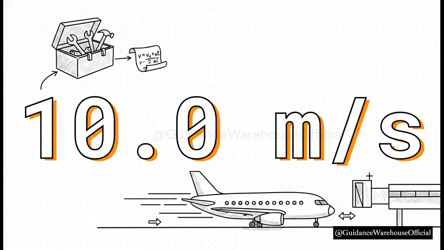Since we need the final velocity, we reach right into our toolbox and grab that very first tool, v equals v0 plus at. We plug in 70 plus negative 1.50 times 40, and boom, we get a final velocity of 10.0 meters per second. This brilliantly illustrates how the math perfectly reflects reality. The plane slowed down significantly, but hey, since the number is still positive, we know for sure it's still moving forward down the runway toward the terminal.